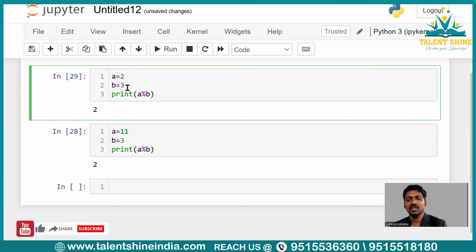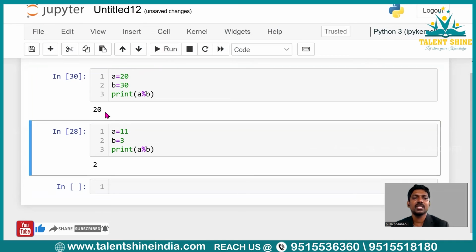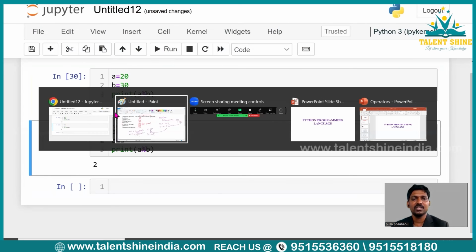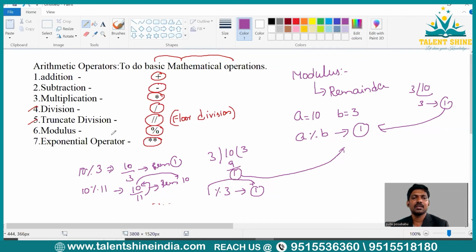Right? So I'm writing here 20, here 30. When 20 is divided by 30, what could be the remainder? You will be getting 20. So whenever the numerator is less than the denominator, the numerator itself will be the remainder. I hope everybody is clear with the modulus operator.